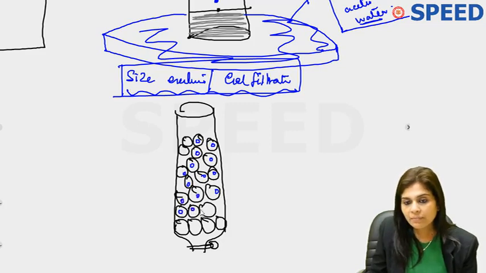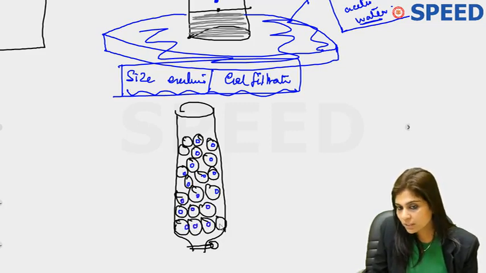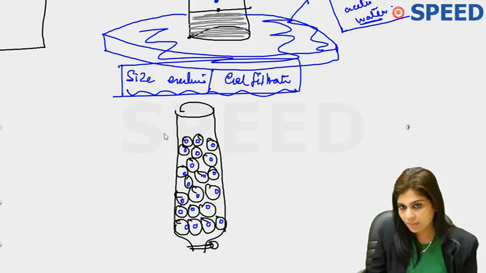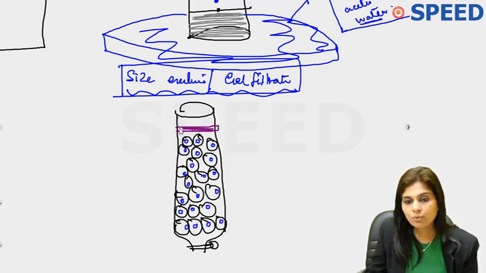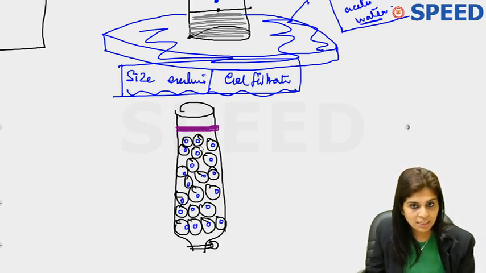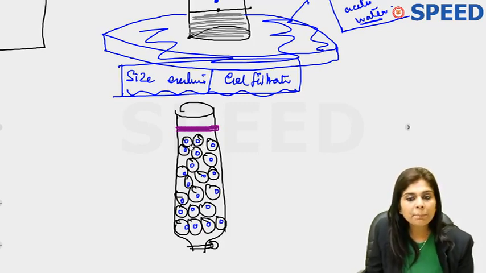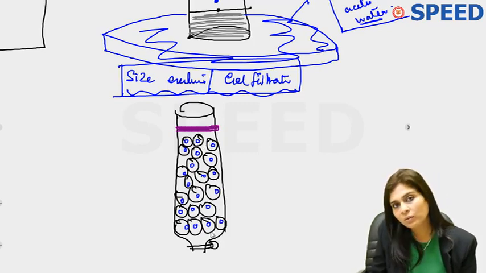Now what will happen when you pour the complex protein mixture? When you pour the complex protein mixture, any protein size of which is larger than the pore size cannot get into the pores. So they move happily between beads and they come down.